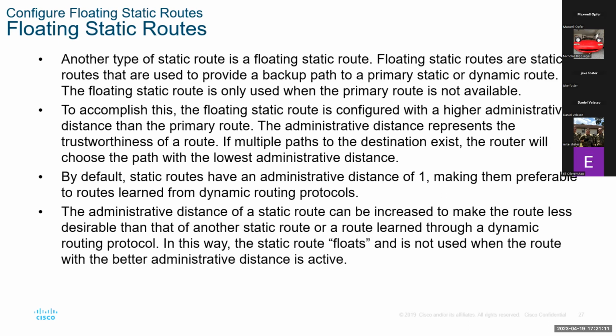The administrative distance of a static route can be increased to make the route less desirable than that of another static route or a route learned through a dynamic routing protocol. In this way, the static route "floats" and is not used when the route with a better administrative distance is active. So basically, it floats out there and is only used when the other ones are knocked out, and it's just a backup. So does that make sense to you guys?